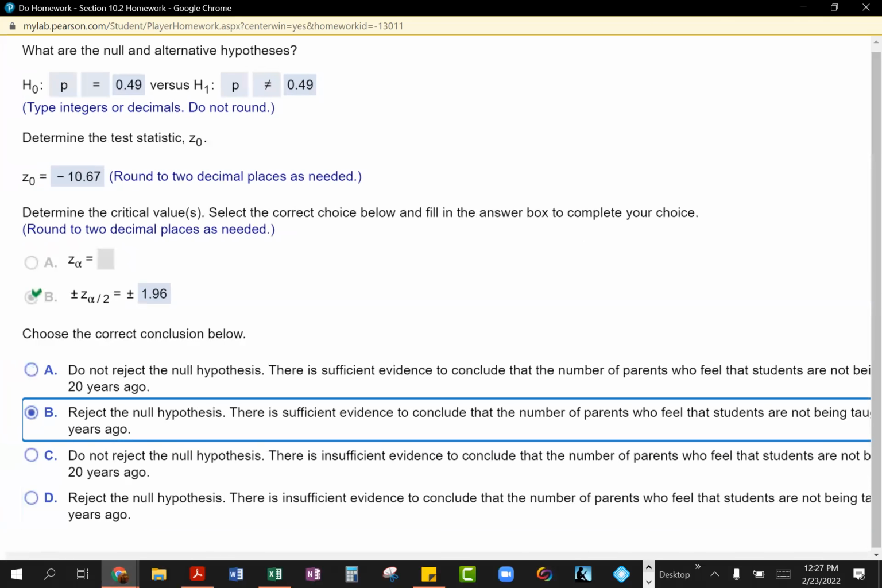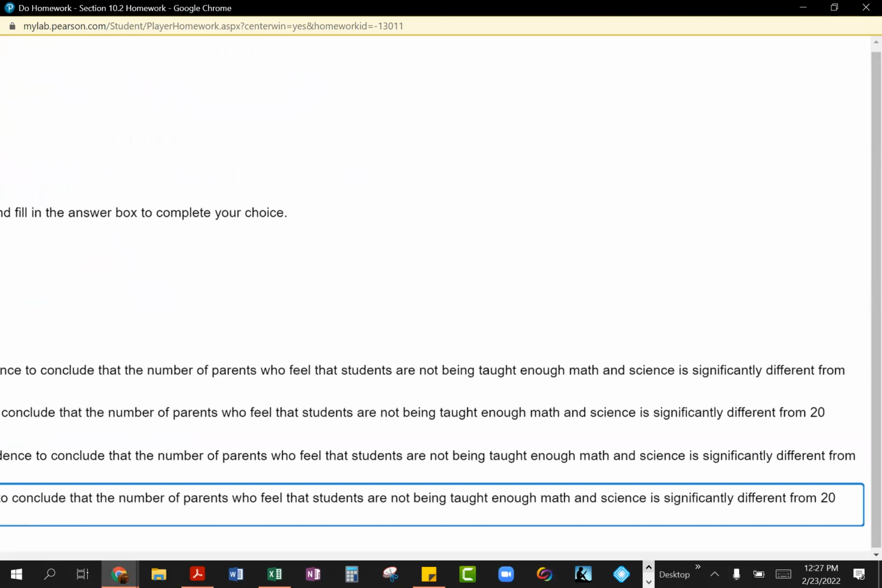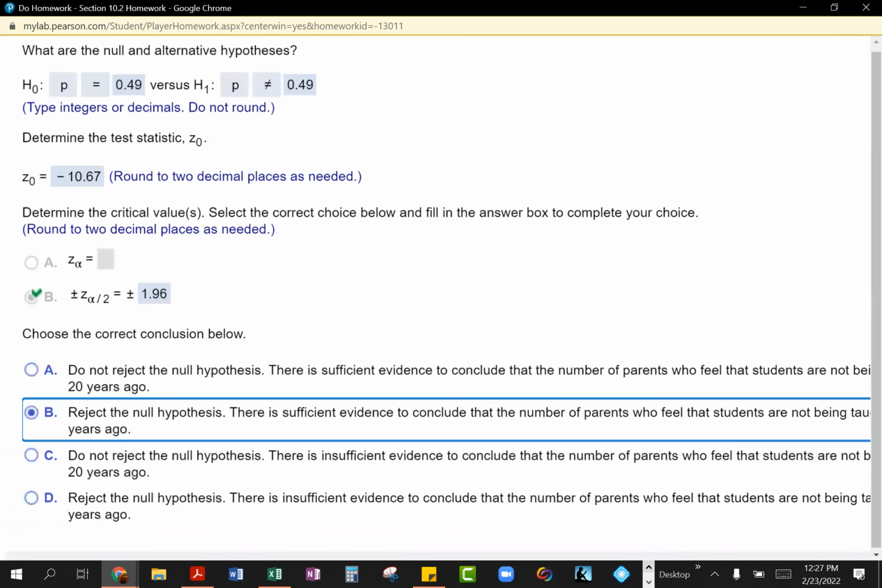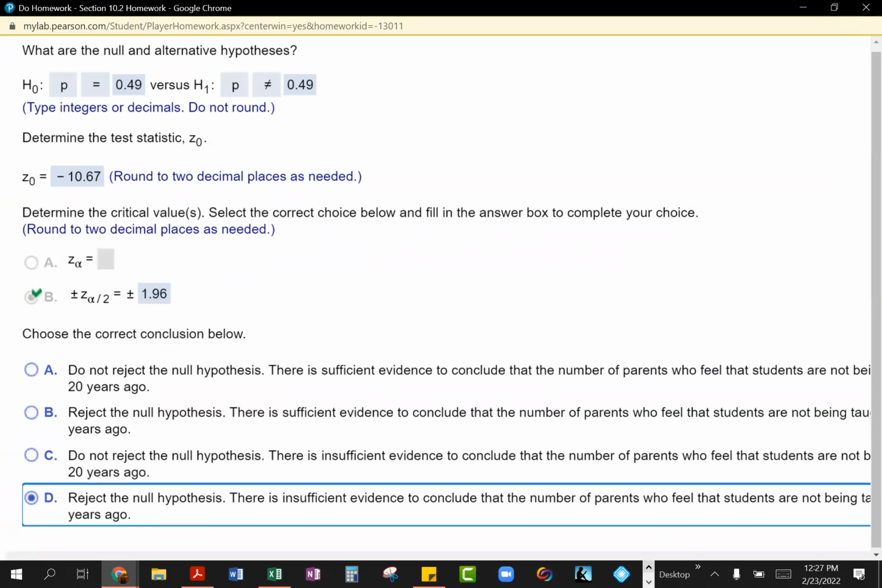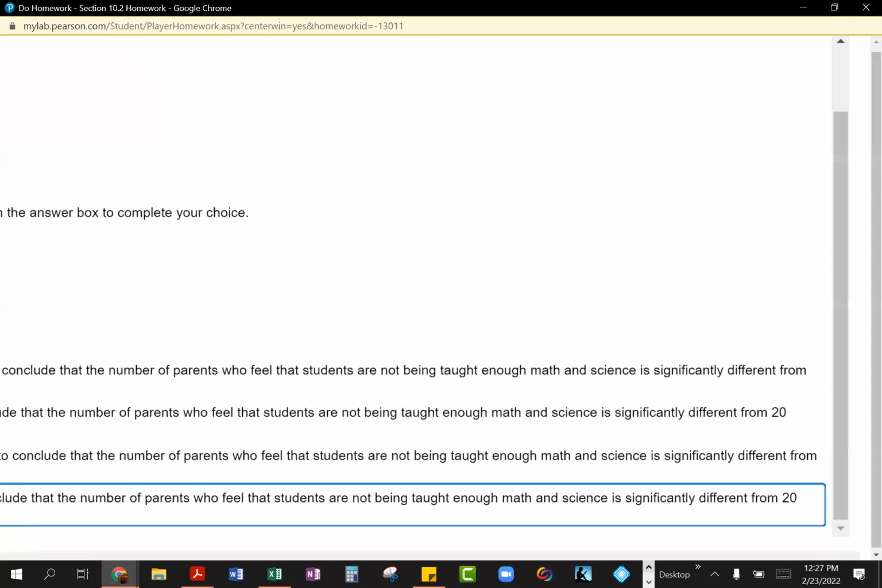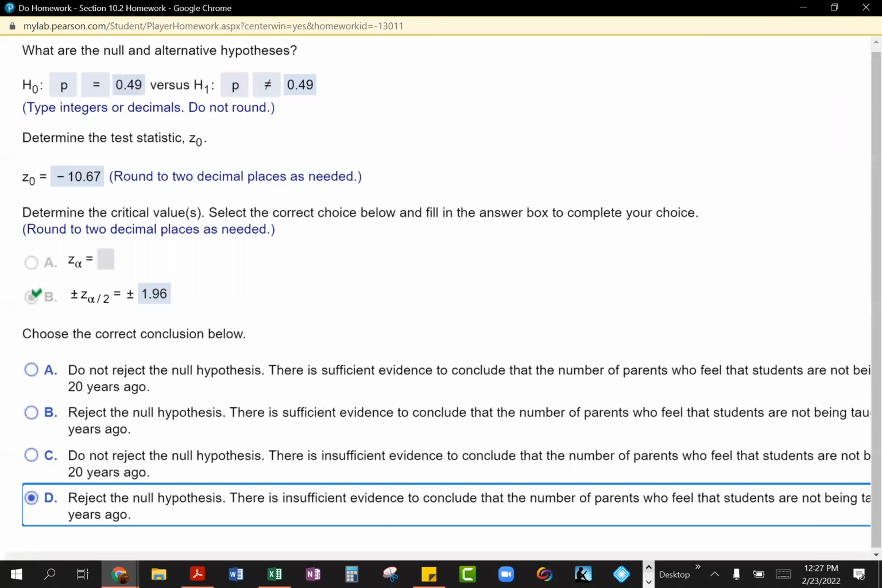We are saying in option B, there is sufficient evidence to conclude that the number of parents who feel that the students are not being taught enough math and science in 20 years is significantly different. The D part says reject the null hypothesis, but they're saying there is insufficient evidence to conclude that the number of parents who feel students are not being taught enough math and science is significantly different in the 20 years. So it's really the difference of, do you think there is sufficient evidence or is there insufficient evidence? So what do you guys think? Option B or option D?